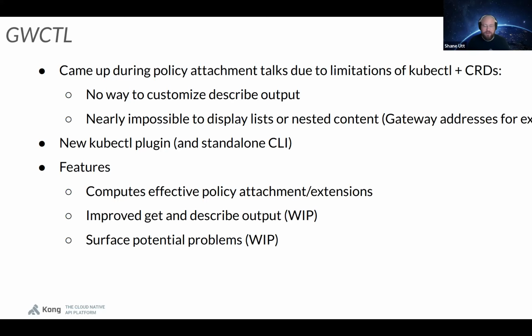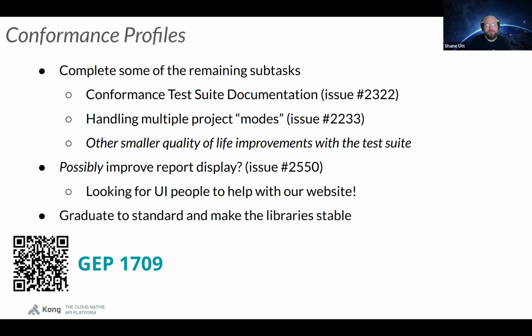Gateway cuddle helps with that by giving you that computed result. It also does things like describe for gateway resources. Today you can't do good describes for CRD APIs, so this allows that. And then it surfaces potential problems. It's a work in progress, but we're looking at how this can help you see problems before they become real problems with your routes and your gateway. So that's on the horizon as a potential thing as well.